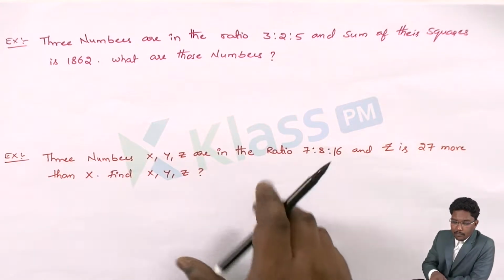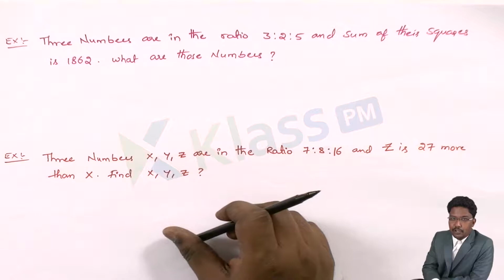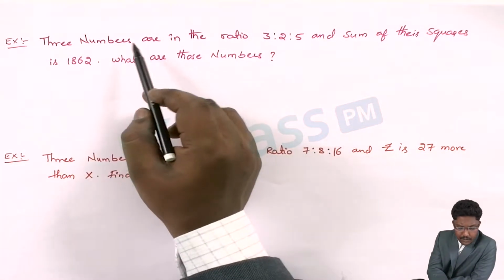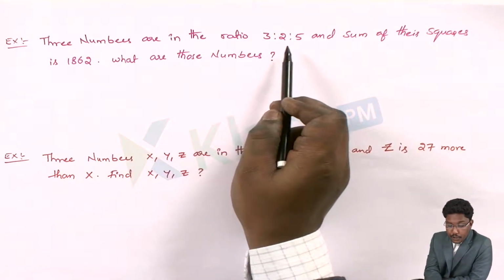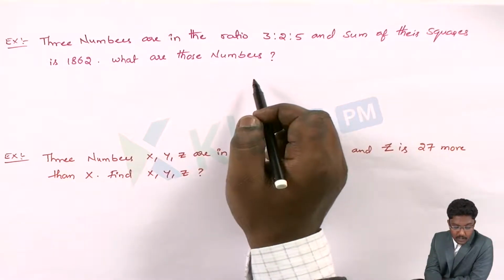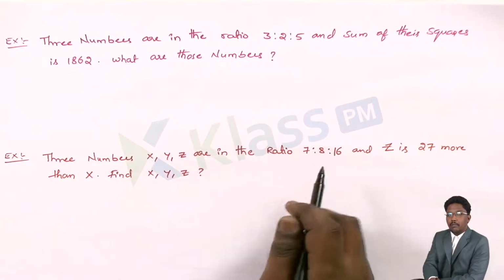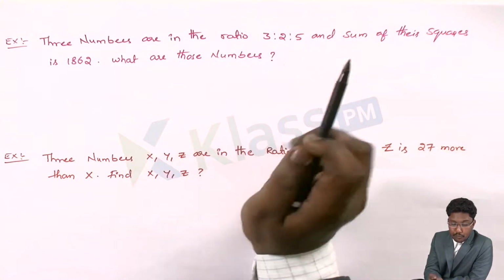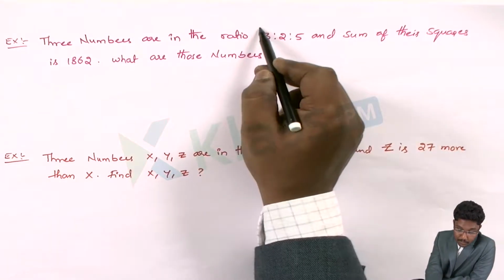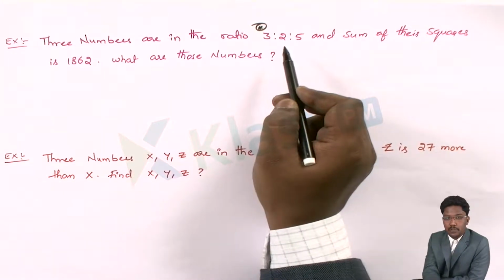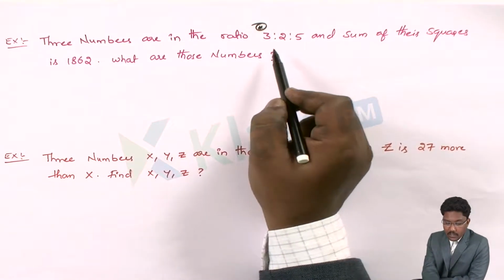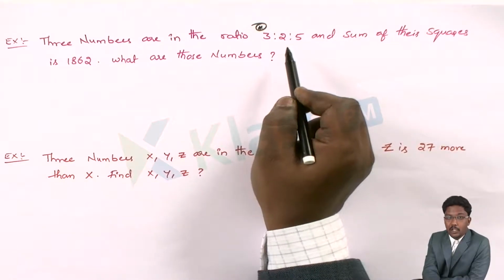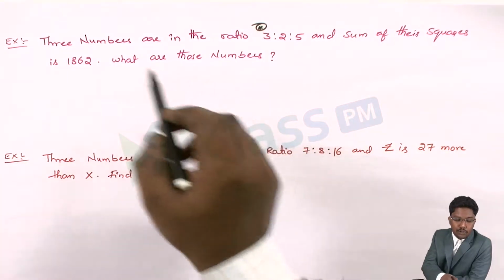These are some of the questions asked in previous examinations, and some models in the examinations. Three numbers are in the ratio 3 is to 2 is to 5, and the sum of their squares is 1862. What are those numbers? Please remember, these are not values, these are ratios. These three have a common multiplication factor. If you multiply with that, only then will you get the original numbers.